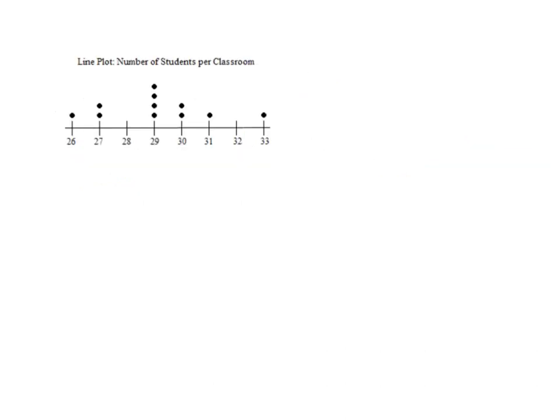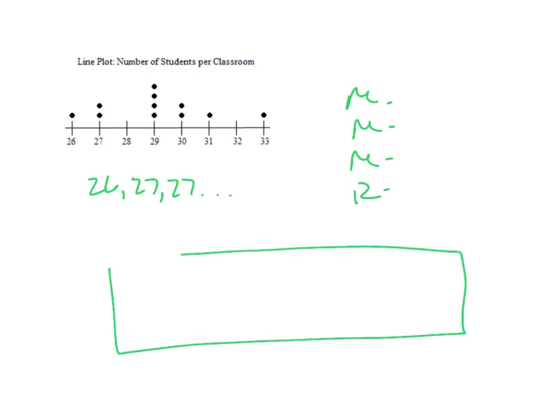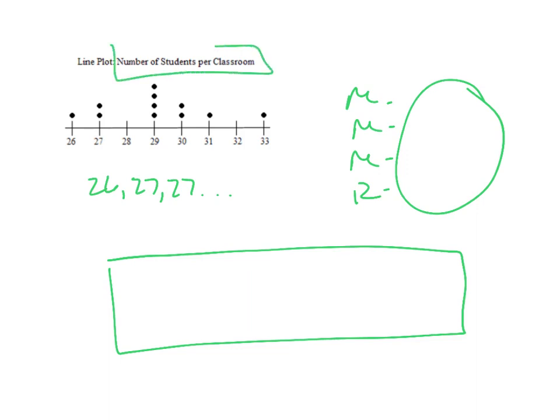Same thing here, we would put the numbers in order, 26, 27, 27. Keep on going, we would find mean, median, mode, and range, whatever they are, and then we would write some sort of sentence using one of these 4 numbers to describe the number of students per classroom.